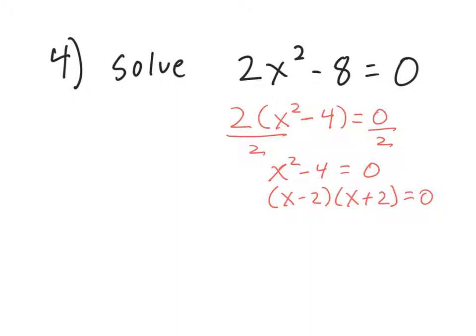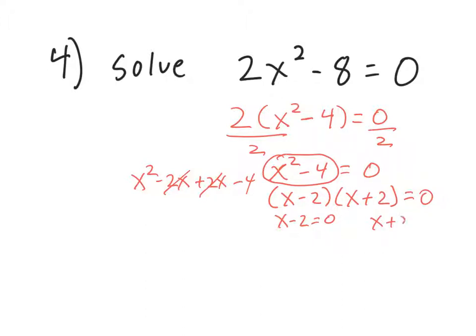If you work that out real quickly, you'll see why that works. You do x times x, you get x squared, negative 2x, positive 2x, and then negative 4. And then these are going to cancel. So you get left with this. Okay, then we do like we did last week. We're going to solve each one of these two. We're going to do x minus 2 equals 0. And then x plus 2 equals 0. So x is equal to 2, and x is equal to negative 2.